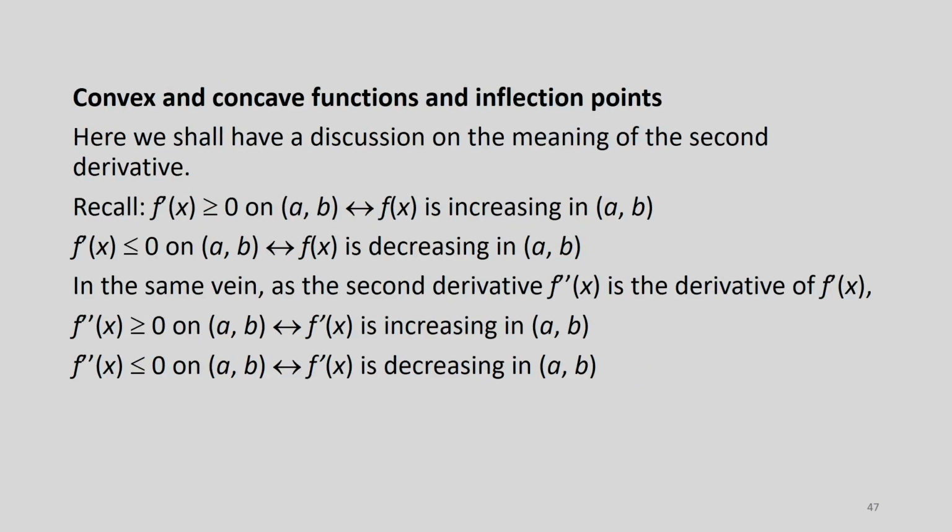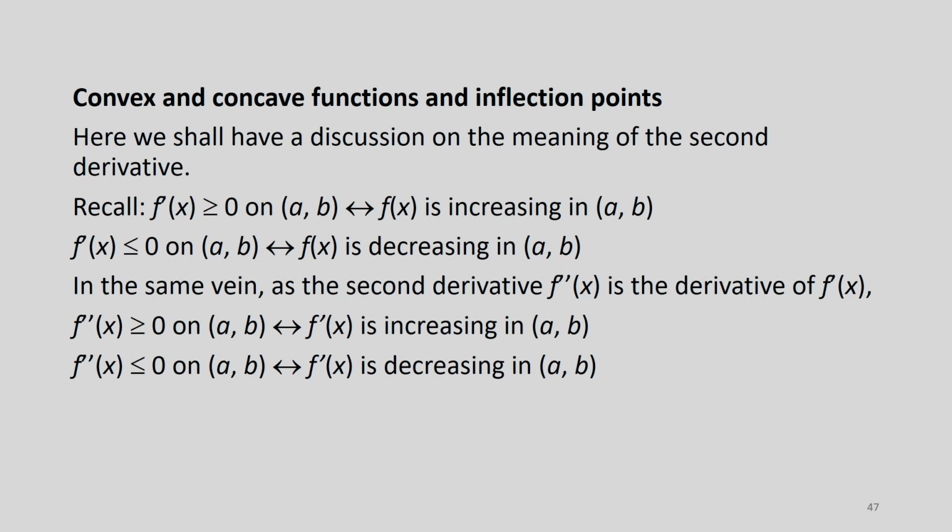Okay, now we come to another important point of this optimization business. This is the case of convex and concave functions and inflection points. Here we shall have a discussion on the meaning of the second derivative. We have used the second derivative to find out whether the stationary point is giving us a maximum point or a minimum point. But what does it mean geometrically?